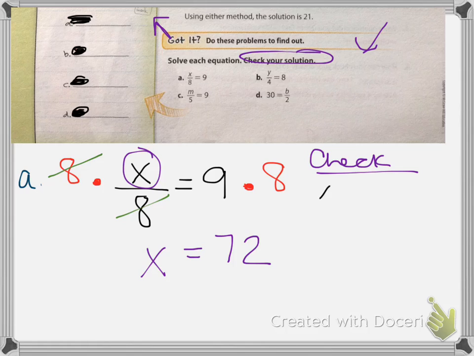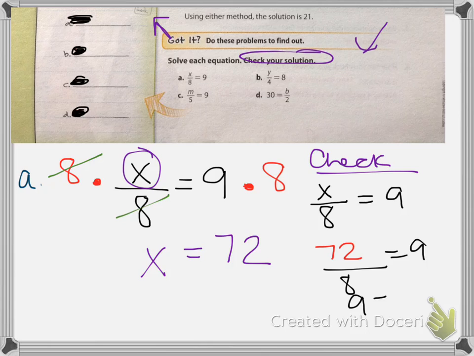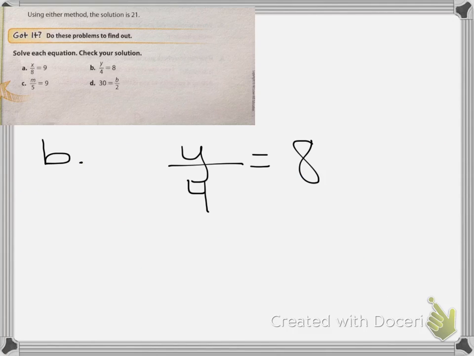So to check, remember the very first step is going to be to write the original problem, which was X divided by 8 equals 9. The next step is going to be to plug in what we got for X, which was 72, and then to leave the rest of the problem as it was. So we get 72 divided by 8 equals 9. And then we need to process the problem on this left side. 72 divided by 8 is in fact 9. 9 is equal to 9. So that is correct. All right, let's go ahead and look at B. So again, the first thing you ask yourself with B is what's the variable? The variable is Y. What's being done to Y?